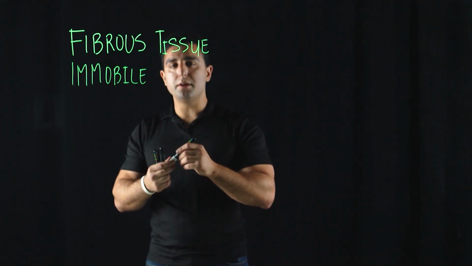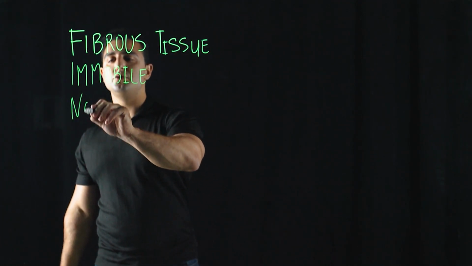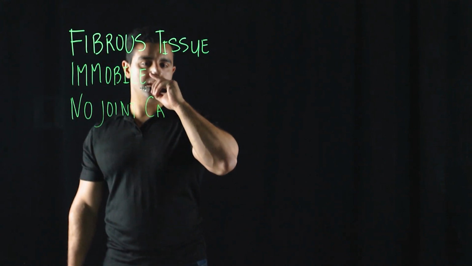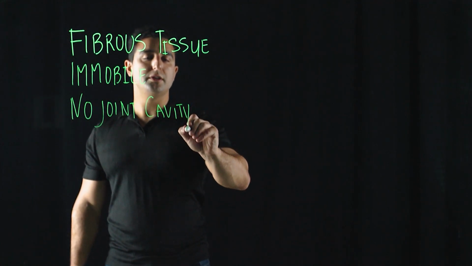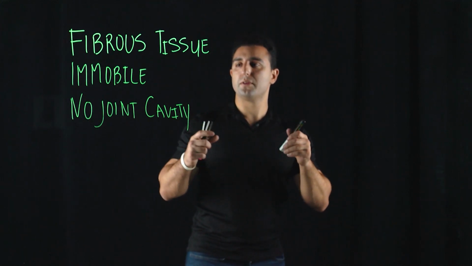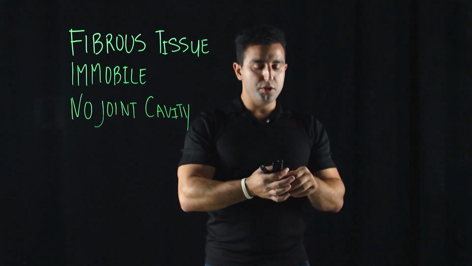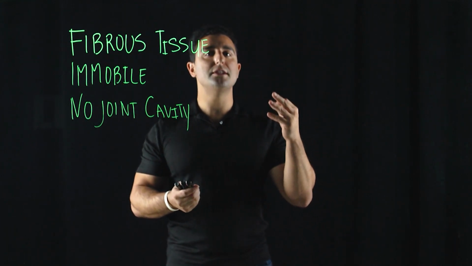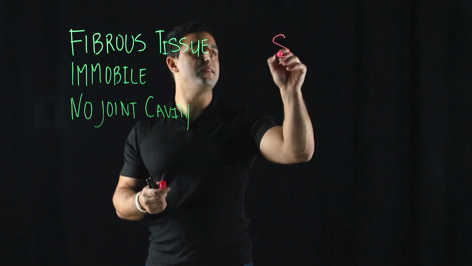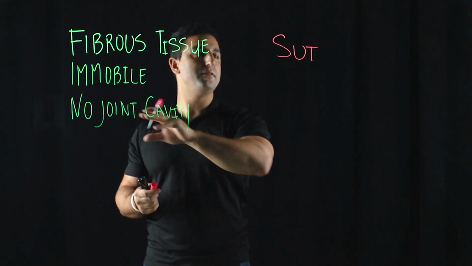What's also really important, and it will be relevant later on, is that they have no joint cavity. Unlike some of the other types of joints that we'll talk about later, they have no joint cavity. When we look at the fibrous tissue present in these joints, there are 3 separate types. Let's talk about it. Again, remember, they all share this property: they're fibrous tissue, they're immobile, and they have no joint cavity.